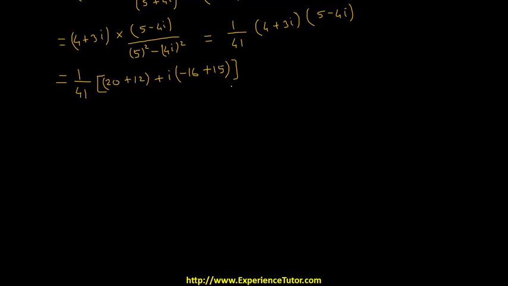After that we can write the same equation as 1 by 41 bracket 32 plus i minus 1, which can be written as 32 upon 41 plus i minus 1 by 41.